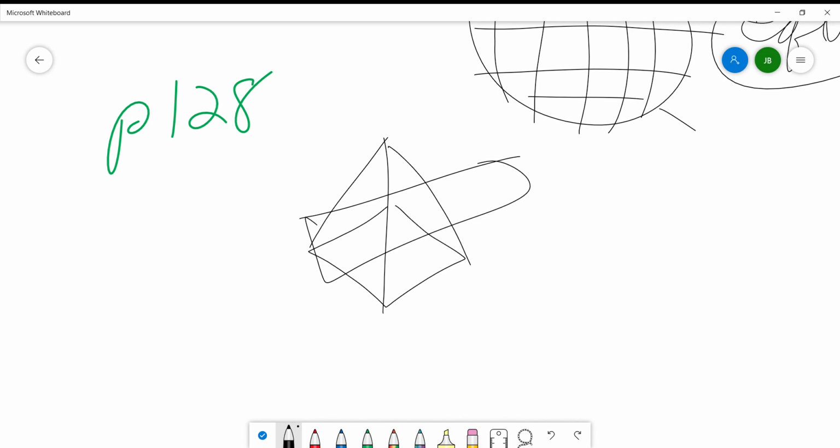Cool. Look at example 1. A plane slices a rectangular prism parallel to its base. The cross-section would be a square. Oh, it says tell what cross-section is formed when a plane slices through a triangular prism. So now we're on page 129.